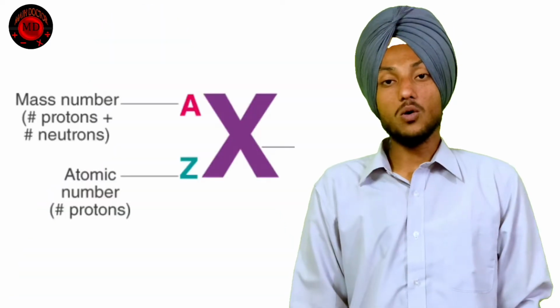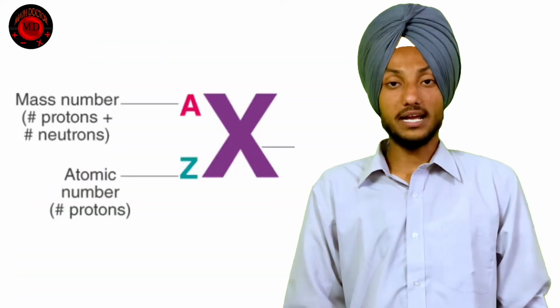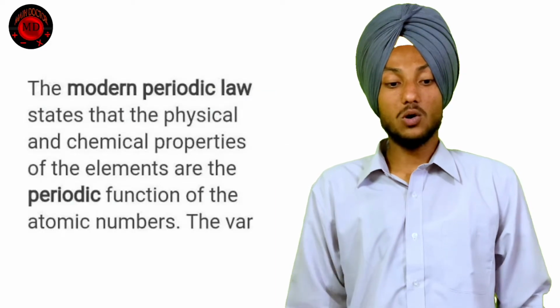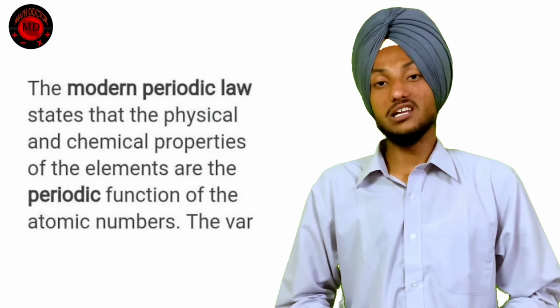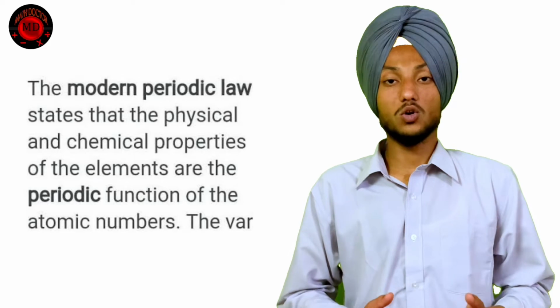So it was the discovery of atomic number which led to the change in Mendeleev's periodic law, which was based on the atomic mass. So let's discuss the modern periodic law. The modern periodic law is based on the atomic number of an element. The modern periodic law states that the properties of elements are a periodic function of their atomic number.